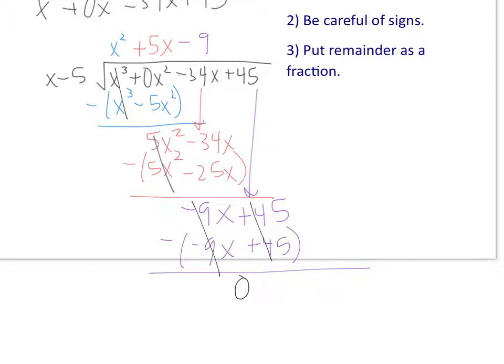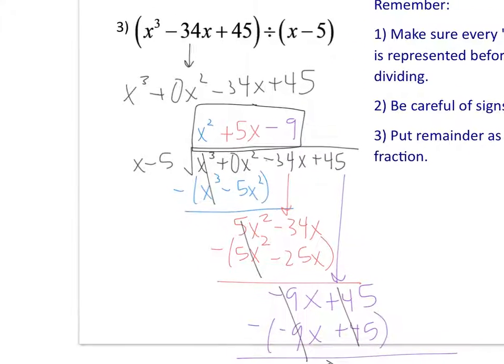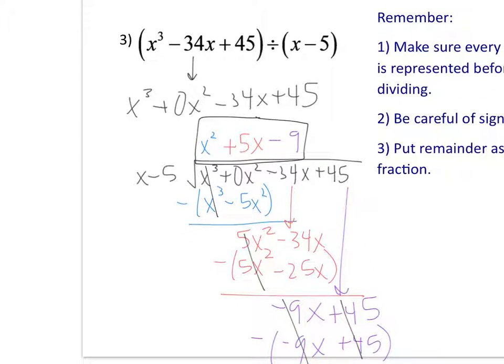So what does this mean here? You got it, that there's no remainder. So this, x squared plus 5x minus 9, would be my final answer. And we could double check our work by multiplying our x minus 5 by our answer, and we should get our end result as x cubed minus 34x plus 45. So there's also a way to check your answers.